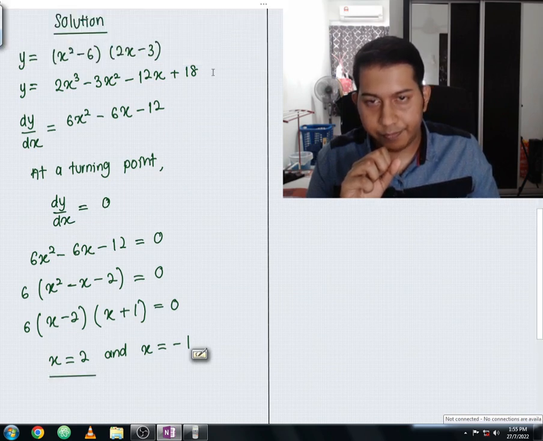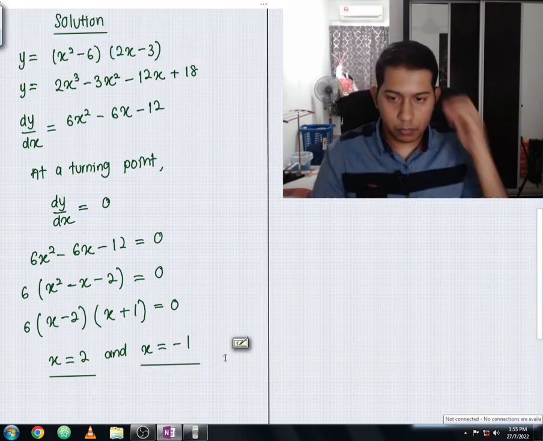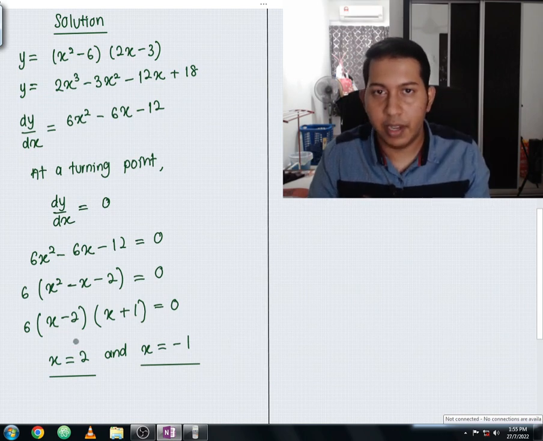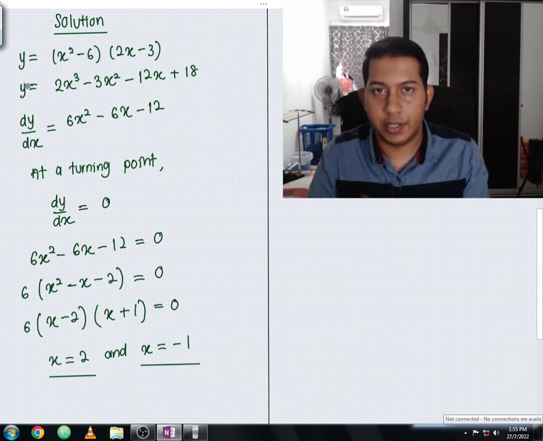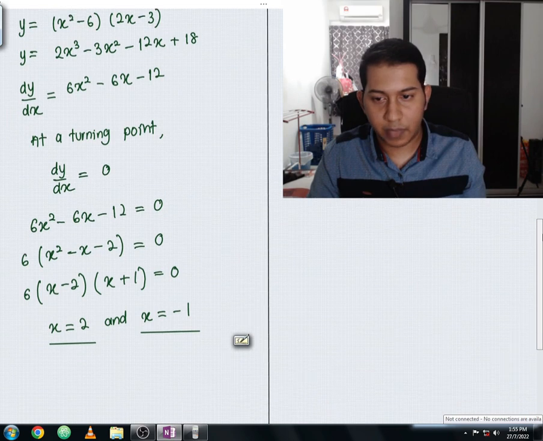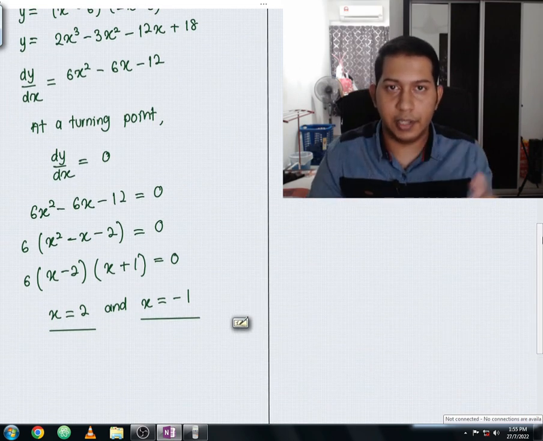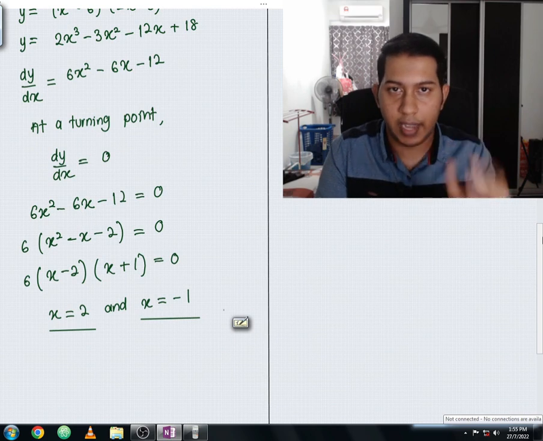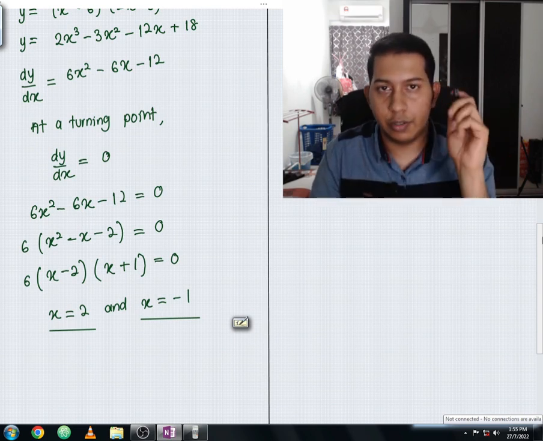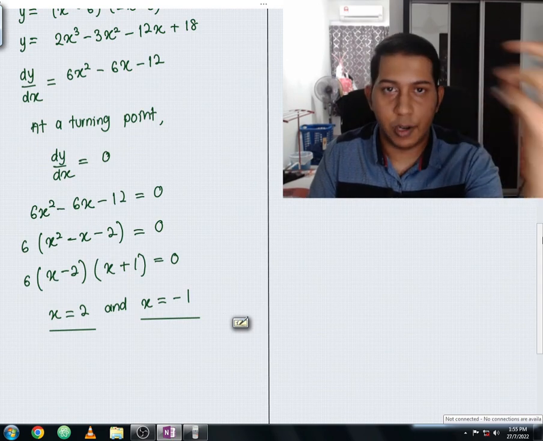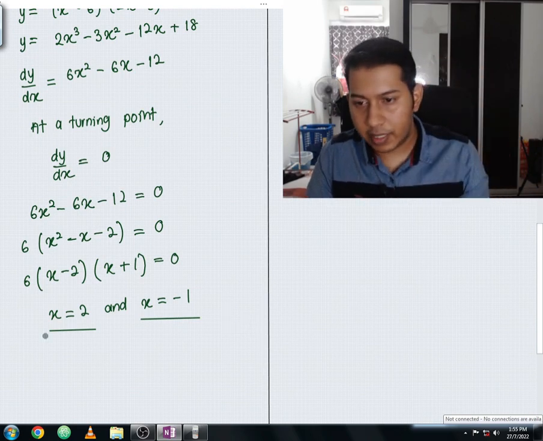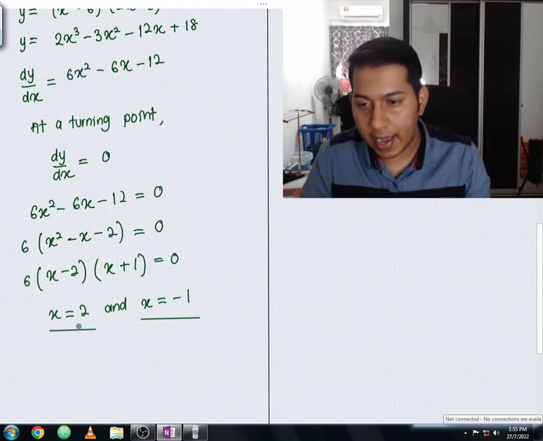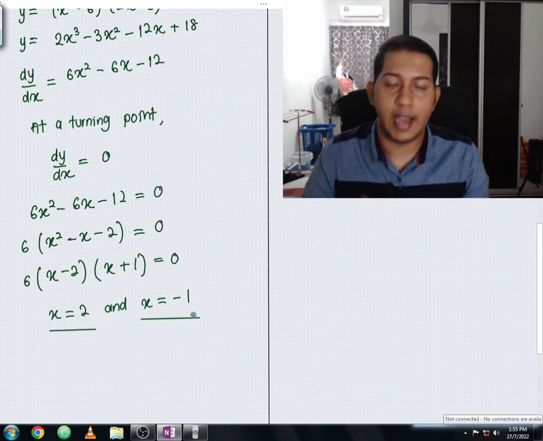This is your x value for the turning point. Okay, once you already find the x value for the turning point, next what you need to do, you need to substitute this x value into the y equation over here. Okay, and then later once we get an x and y value, it will be a coordinate, right? So to check whether the turning point is a maximum or a minimum point, we need to perform double differentiation. Okay, so for that we're going to start with the x equals to 2 first, and once we are done with x equals to 2, then we proceed with x equals to negative 1.